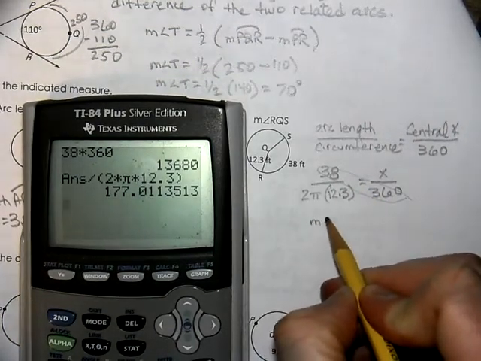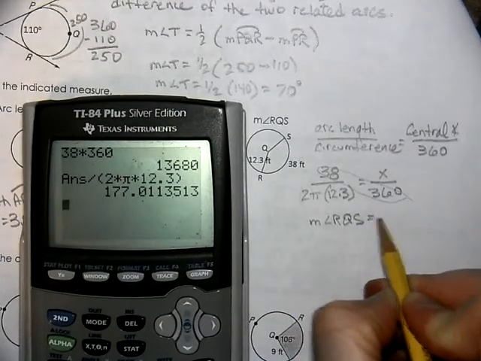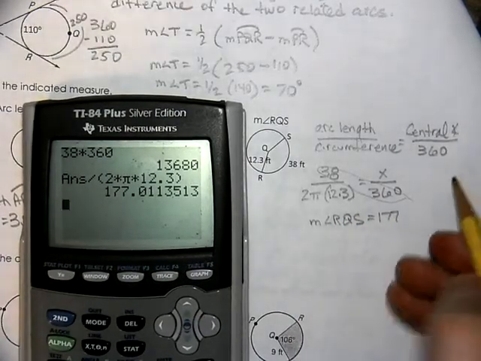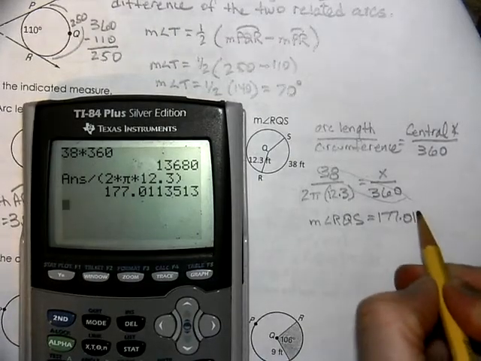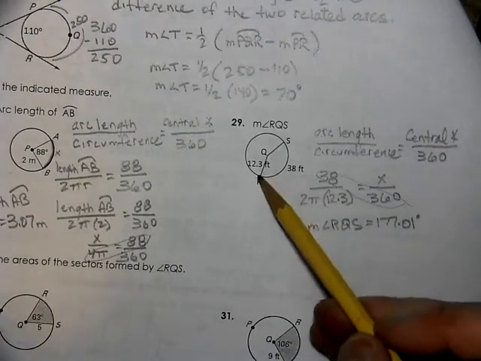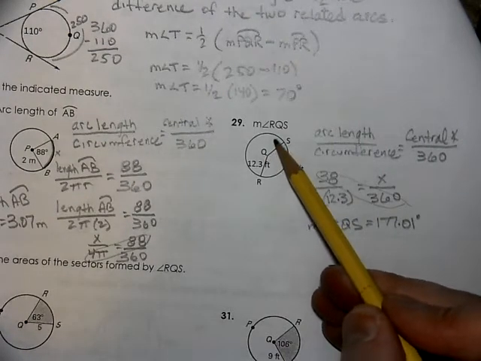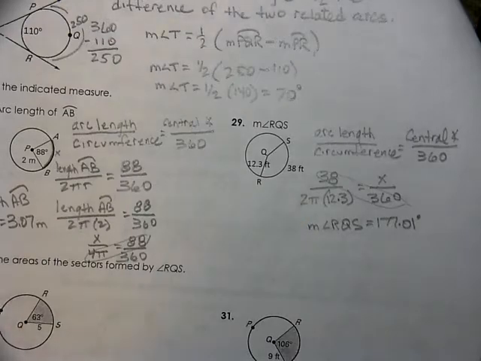So the measure of angle RQS equals 177.01 degrees. And when we look up here, we see that this is well over 90 degrees and it's almost a straight line. So 177 seems reasonable.